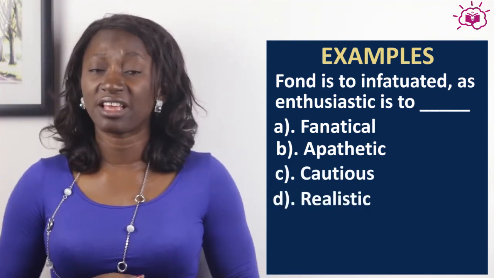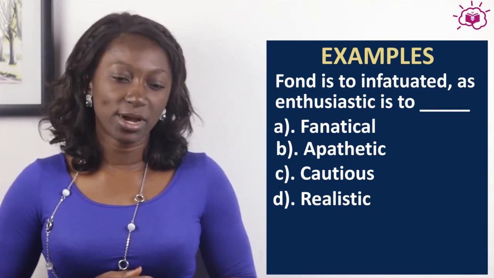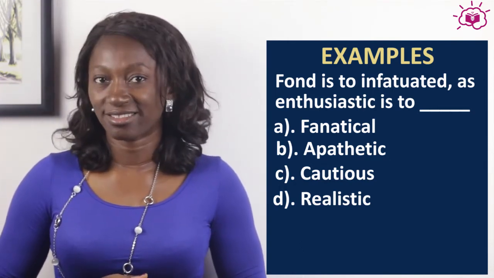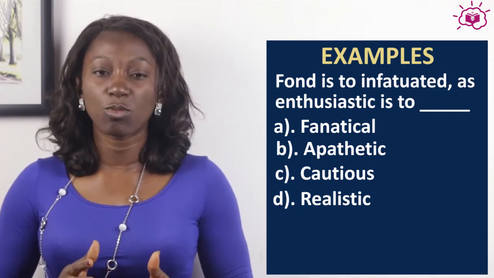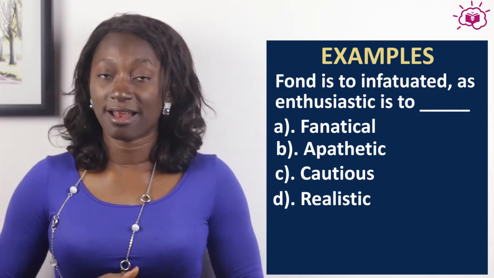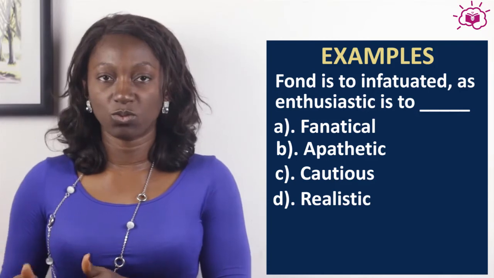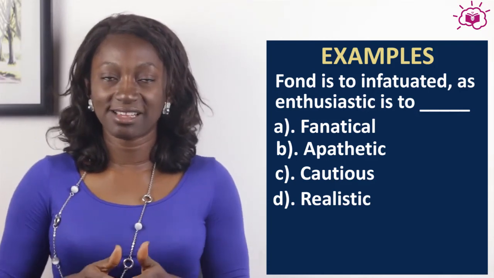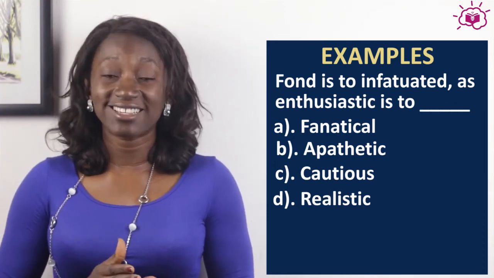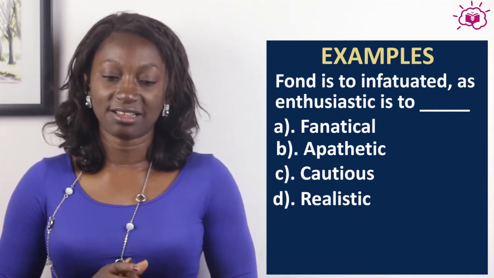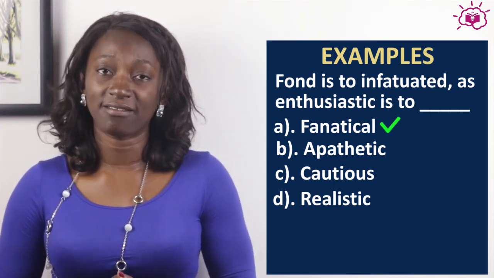To be fond of something is to have a warm feeling towards it. To be infatuated with something is to be obsessed. Therefore, to be infatuated is to have a much more intense feeling than being fond. To apply this sentence to the third word, enthusiastic is to what? To be enthusiastic is of a lesser degree than fanatical, which is of a greater degree. Hence the answer A, fanatical.